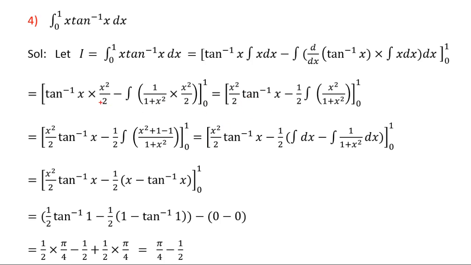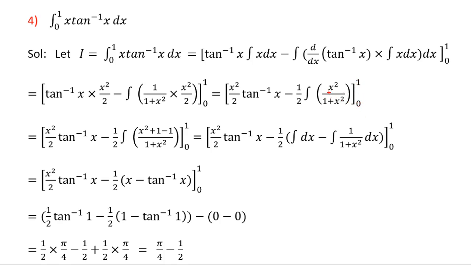we simplify this x square upon 2 into tan inverse x, minus this x square upon 1 plus x square, divided by 2. I have taken the 2 outside the integral sign, and now I will evaluate this integral and then make use of these limits.